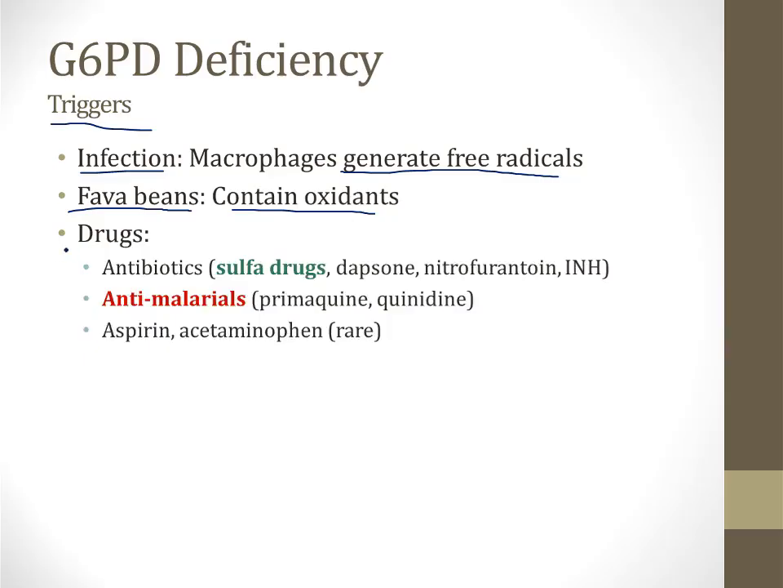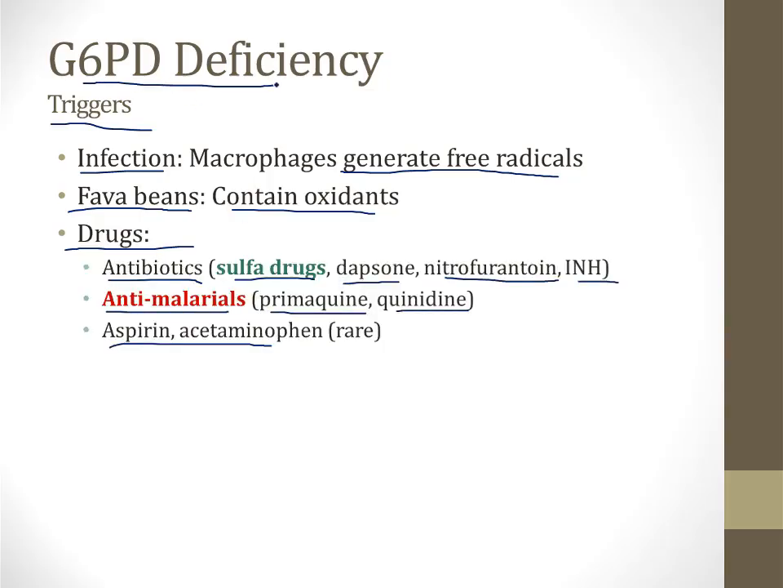And then finally, there is a long list of drugs that these patients need to avoid. Some of these include antibiotics. Sulfa drugs are a classic trigger. So is dapsone, which is a rarely used antibiotic, as well as nitrofurantoin and isoniazid. Antimalarials are well-described triggers of hemolysis in this condition, and G6PD deficiency is common in parts of the world where there is malaria infection. So for example, primaquine and quinidine can trigger hemolysis in patients who have this condition. And then finally, aspirin and acetaminophen have rarely been described as triggers in this condition as well.